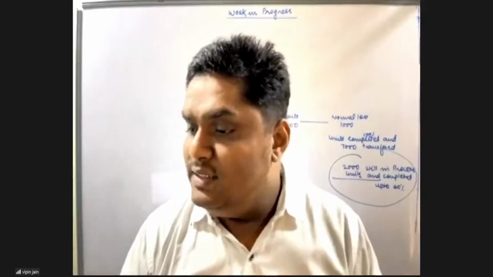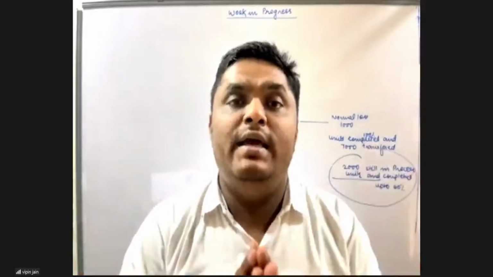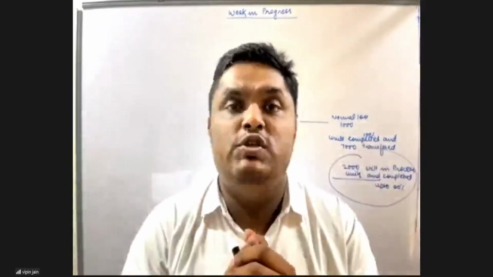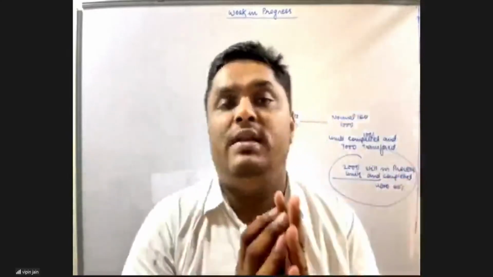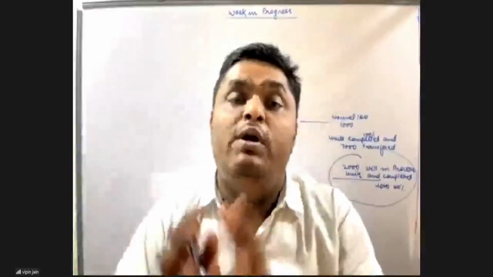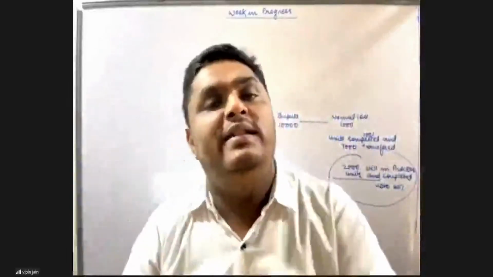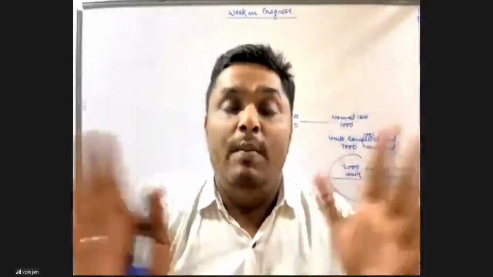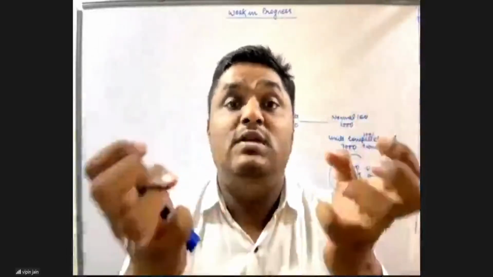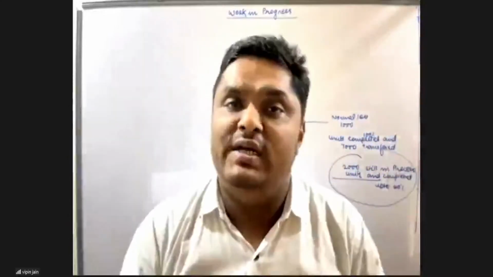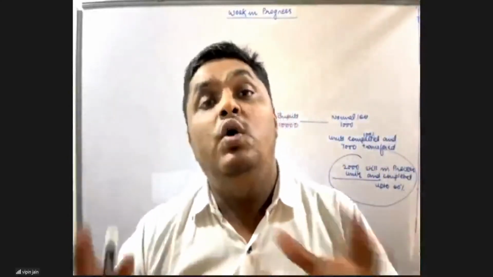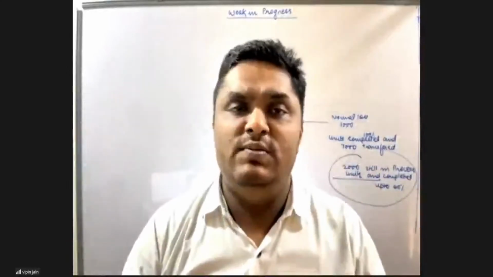I repeat again, guys. Till now what we discussed was that we put inputs in the process and we were getting the output that is 100% complete and that is transferred to the next process. But the point is, what if certain units remain unfinished at the year end? How to value the same, we'll be discussing this part.